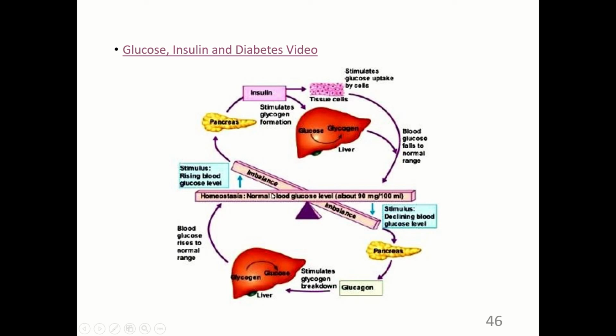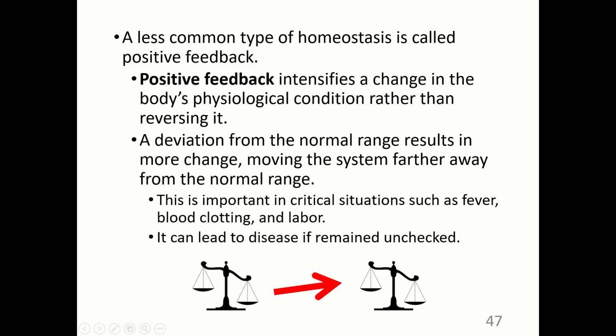Negative feedback will work to reverse the effects of the stimulus, be they rising above the set point or dropping below. And as a result of negative feedback, we will come back into balance. Now let's take a look at the other type of feedback loop that is not as common.